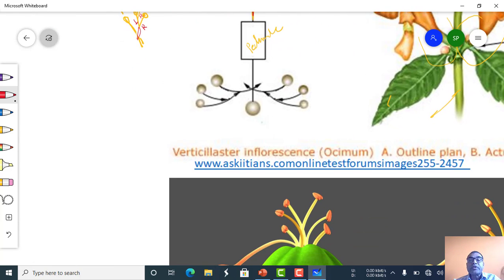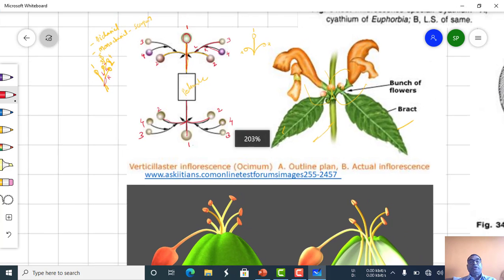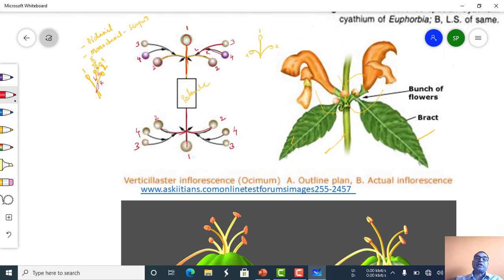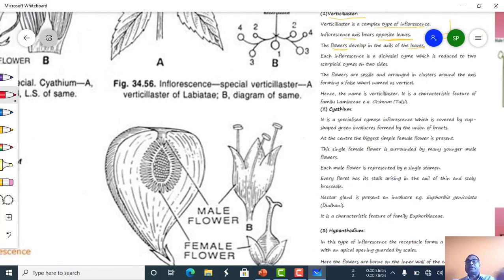So if you see here, this one becomes the first flower, this will produce the dichasial condition first, and these two lateral flowers. Then third flower, fourth flower, scorpioid condition. This one becomes the third flower and fourth flower. So such an arrangement is present in verticillaster type of inflorescence. This part is generally considered as a verticel, and from this verticel, the name verticillaster is given to the inflorescence.